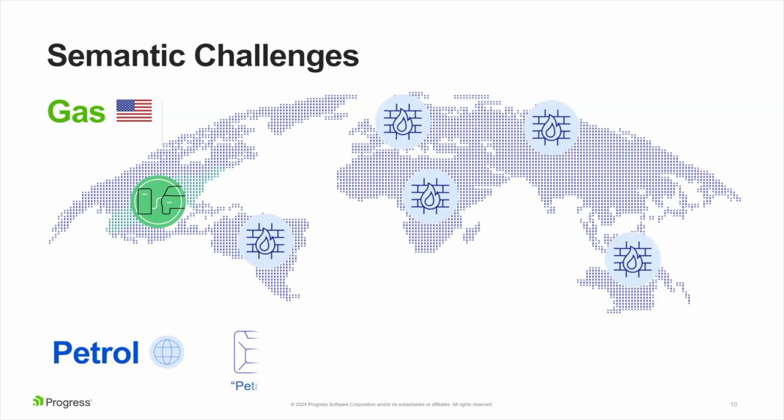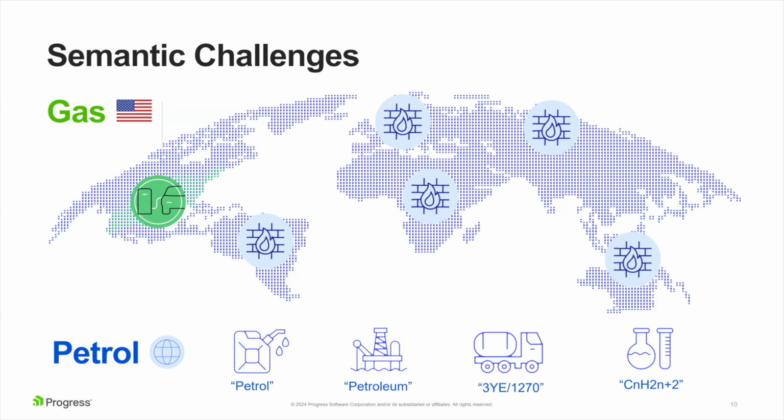But everywhere else, they don't call it gas. They use petrol, which is actually the same concept. It's the same stuff, but we have different names for it in different regions. We might call it petrol or petroleum or the chemical symbols. So there are a lot of different ways to represent concepts.